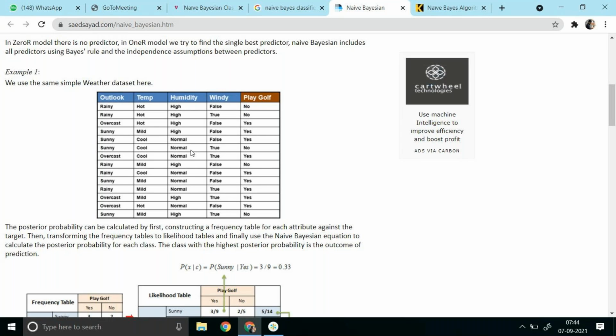I do not have a normal calculator. Yes, normal is fine because we are not using any logarithms. We just have to calculate the probabilities for all.